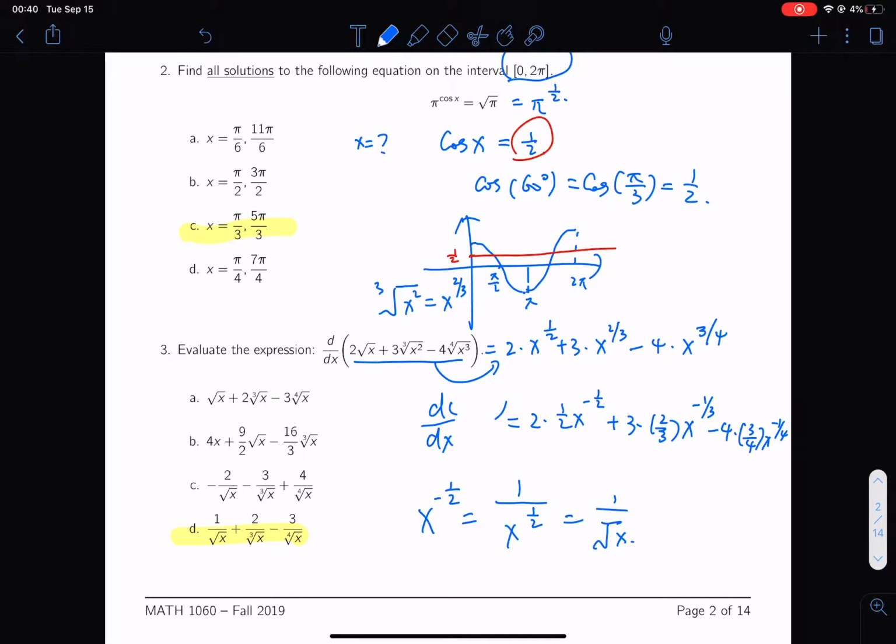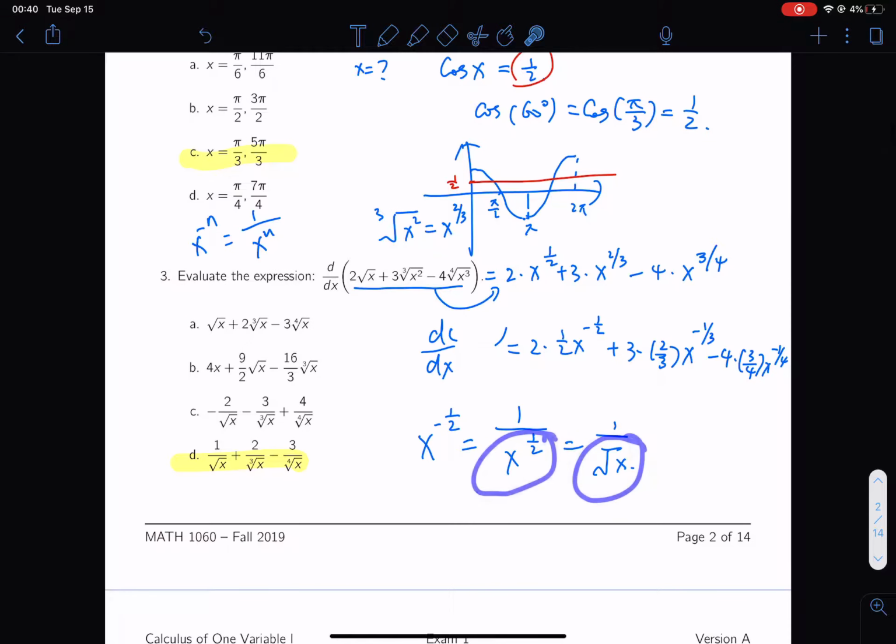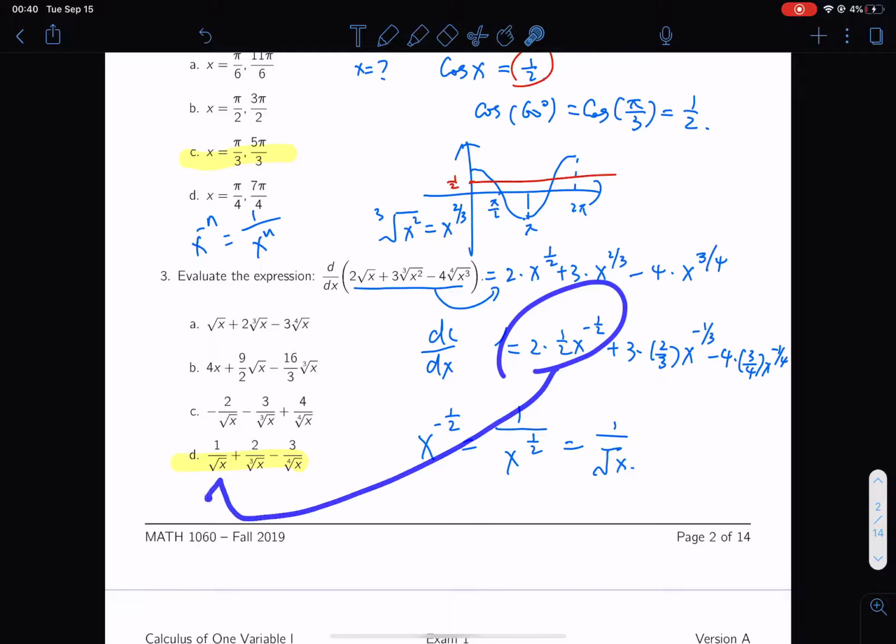x to the minus nth power is equal to 1 over x to the nth power. So that is 1 over x to the 1/2 power. And x to the 1/2 power is just the square root of x. So the first term is just 1 over square root of x, and similarly the second term is this one. So we choose C.